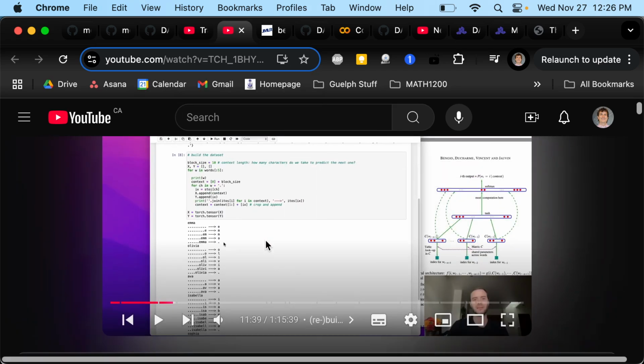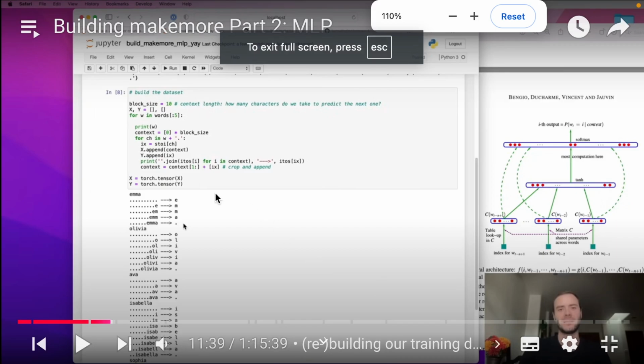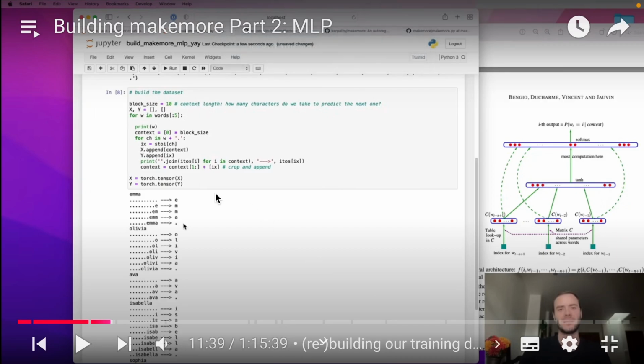So the baby named Emma, let me see if I can make this extra big. Full screen, and then can I zoom in even more? Okay, hopefully you guys can see this. The baby named Emma becomes the sequence EMMA dot, and when we feed it into our network, given E, you're trying to predict M. Given M, you're trying to predict the next M. Given M, the next A. Given A, you're trying to predict dot. So our training examples are the pairs E then M, M then M, M then A, A then dot.